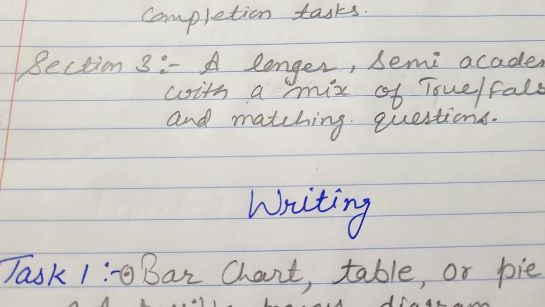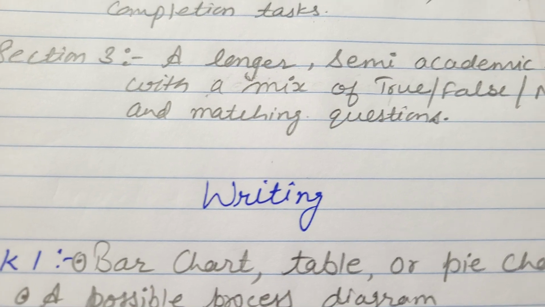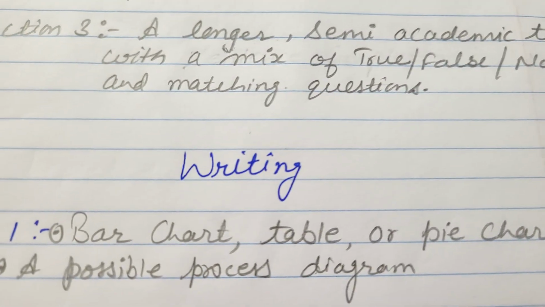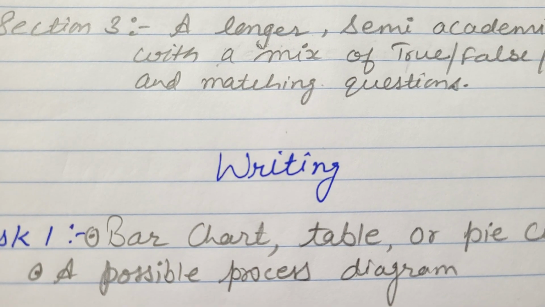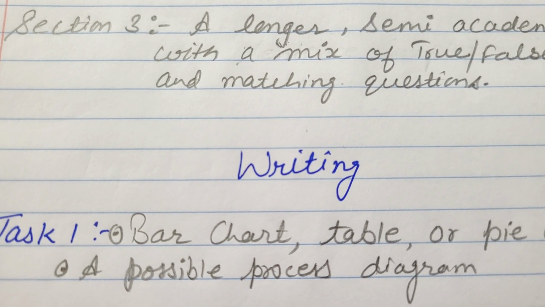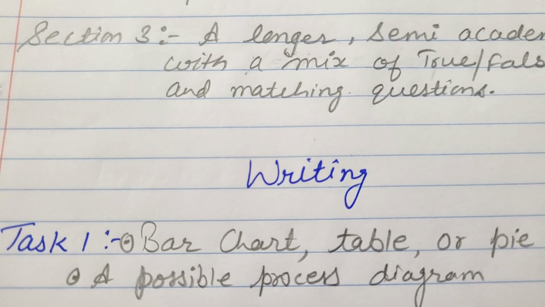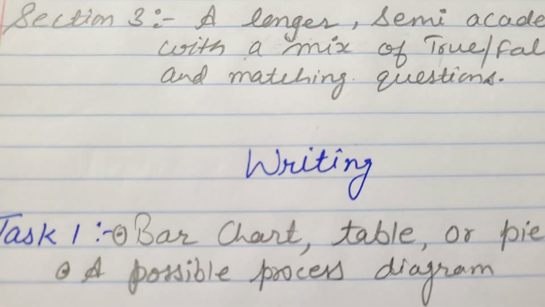Now writing. Writing task 1 is a bar chart, table, or pie chart. Chart comparison is very important. Please work on that. The process diagram is also a possibility. So please prepare these tasks for academic students.